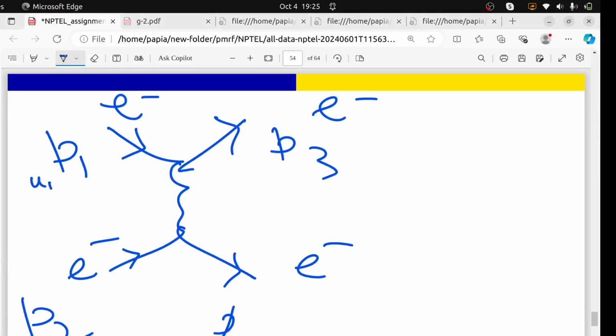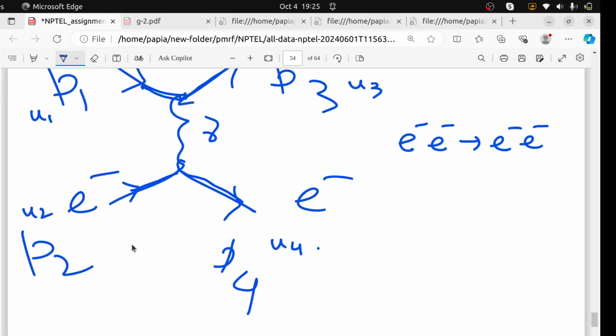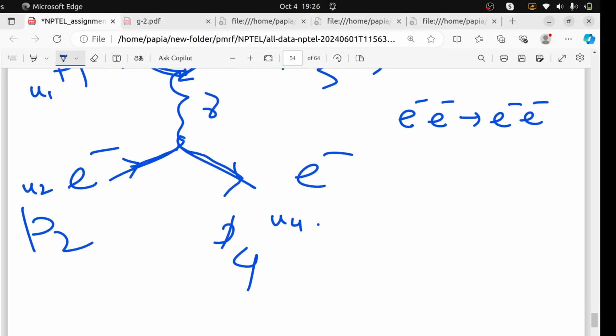This is U1, U2, U3, U4. These are the things. E to the power minus i p t, I am not writing here. Okay, the thing is that here E minus is coming, E minus is going, E minus is coming, E minus is going, and this is gamma, through gamma, let's say. So the interaction is E minus going to E minus. The main difference between this one and the previous one is that the previous one was in the S channel. Right now it is in the T channel. So I will tell what is the difference between these two.